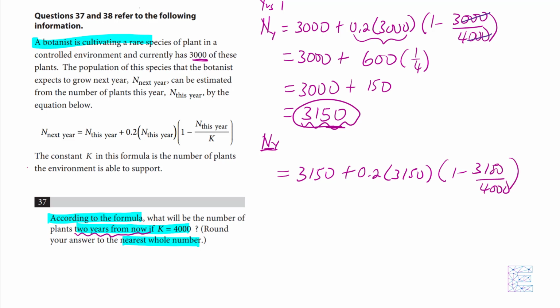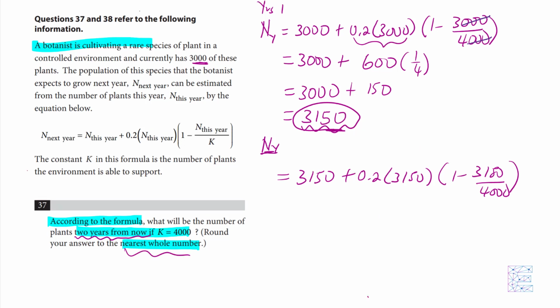And then we'll definitely need a calculator this time because these numbers are not as friendly as the other ones. So go ahead and plug them into the calculator. Let's start with 0.2 times 3,150. You find that that's 630. Let's bring down the 3,150 again, plus 630. And then this part, plugged into the calculator, will give us 0.2125. And of course, the next thing is to multiply these together because of order of operations.